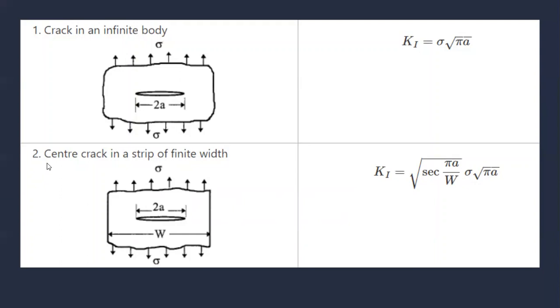Now let us go through this one. This is a finite width one. This is an infinite body, but with a finite width. So width is constant for this. For this, the stress intensity factor is given as K_I is equal to root over sec of pi a by W times sigma root over pi a. So here we can clearly say that the specimen geometry, f of a by W, is given as root over sec of pi a by W.